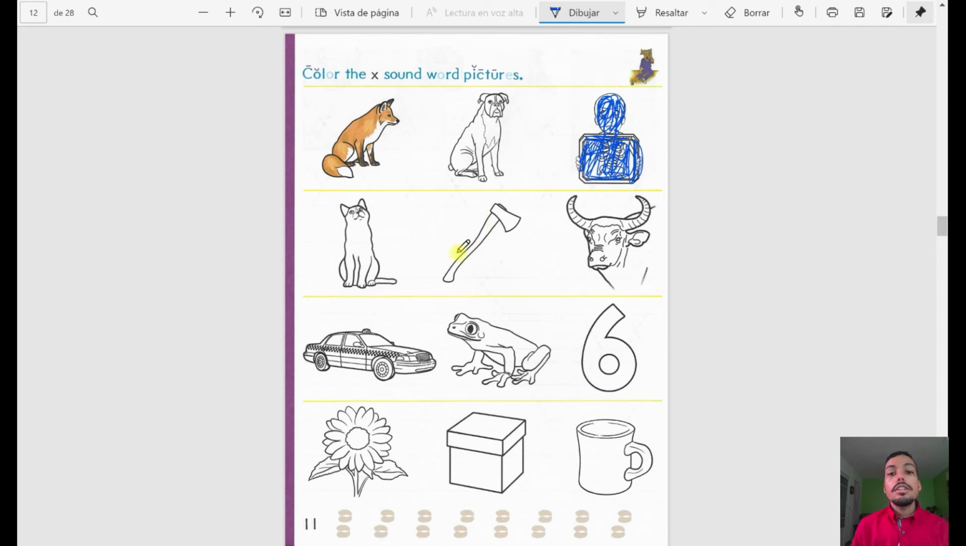And the next one here is an axe. Axe. And axe has the sound X. Axe. Yes, it has it, so we had to color the X, right? Very good.